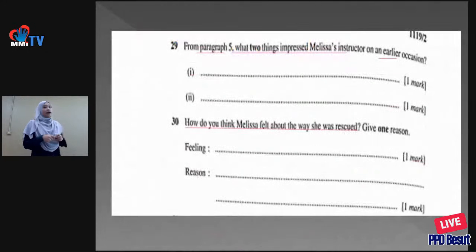Question 29, we underline paragraph 5, we underline what? Okay, so the keywords is two things: impress Melissa and earlier. Earlier maksudnya awal. Okay, pada awal. And the last question, question 30, how do you think Melissa felt about the way she was rescued? Okay, they want a feeling and one reason. So you underline there. So up until here, the marks is 10 marks.